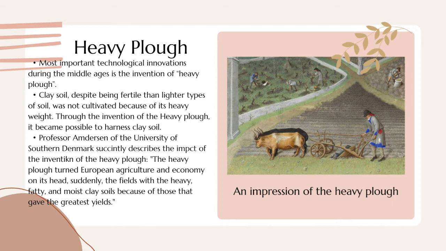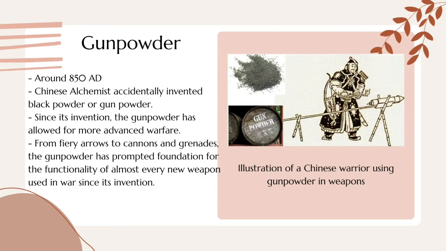Using the heavy plow, it breaks up the blocky structure of the soil, which can aid in drainage and root growth. Gunpowder. Gunpowder was invented around 850 AD. Chinese alchemists accidentally invented black powder or gunpowder.